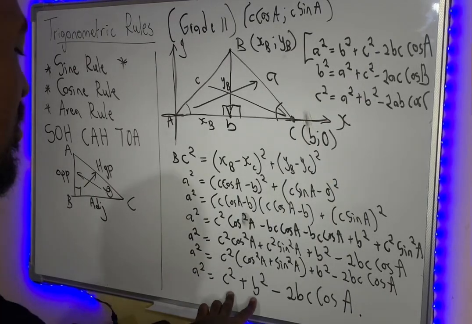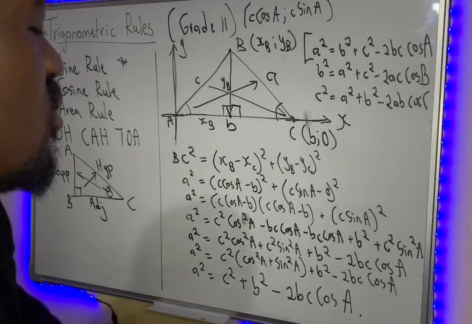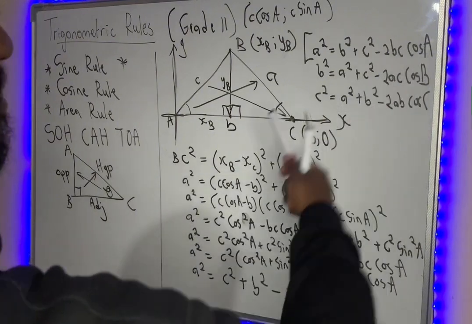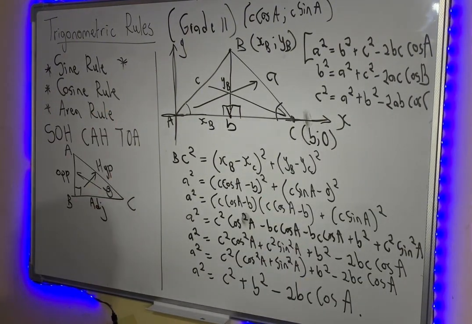So we can just start with B squared plus C squared minus 2BC cos A. It's going to be the same as that. This is how we prove the cosine rule. And once you've reached this, then you know how to prove the cosine rule. It's simple and straightforward.